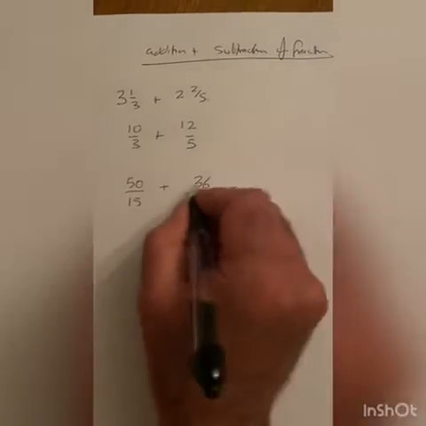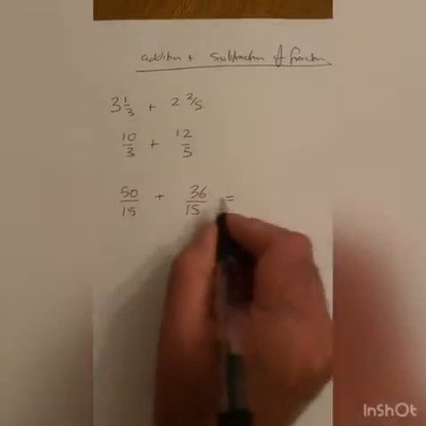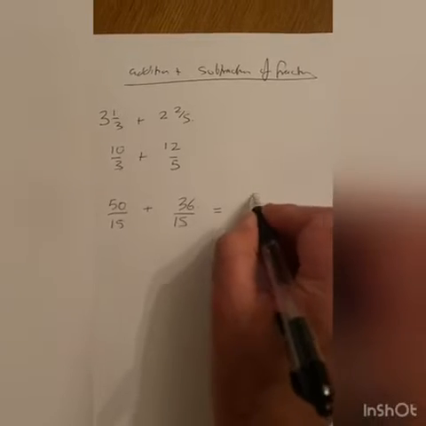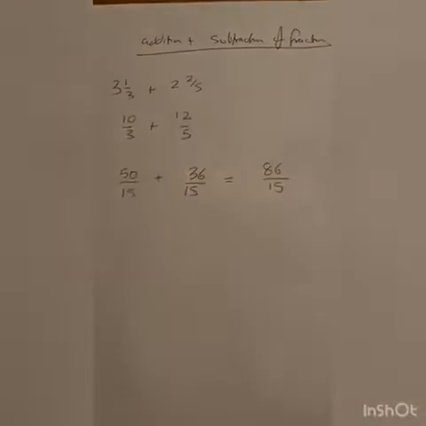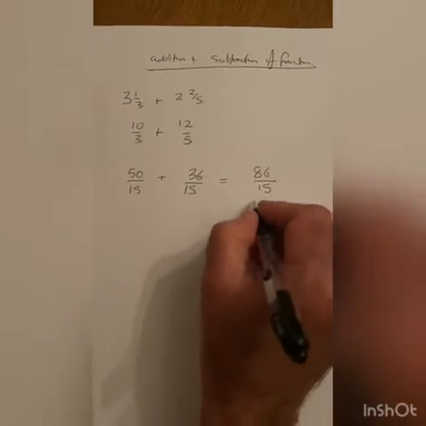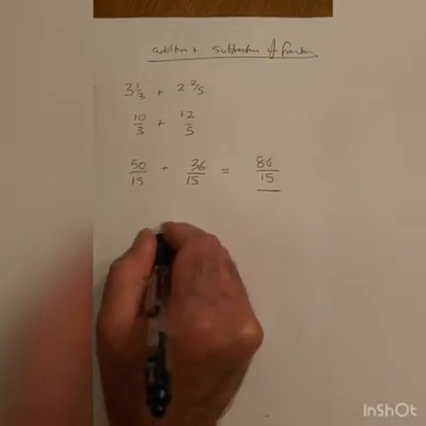Now you only add the tops. So it's 50 plus 36, which is 86 over 15. I'm not going to carry on with this. This is the actual answer to this. Here's a few more examples.